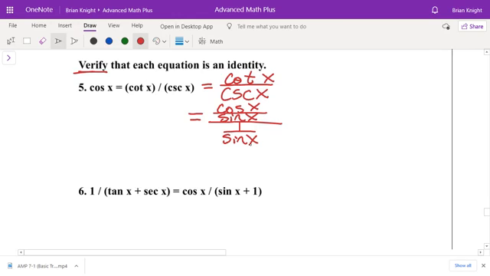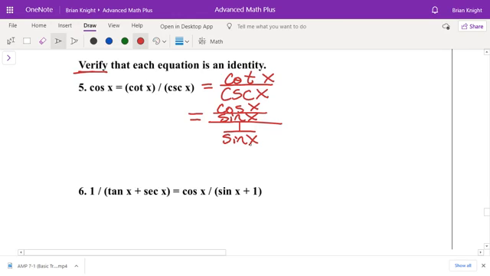Like I said, the reciprocal ones you should already know, because we've already been talking about reciprocal. What's the reciprocal of sine? Cosecant. So that just means sine equals 1 over cosecant. That's the first three on your formula sheet.